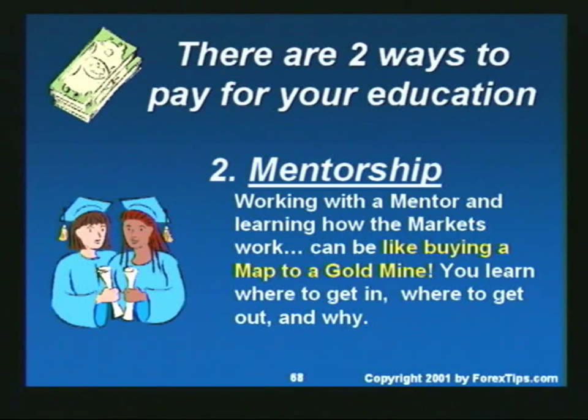Banks can take your house away. They can take your cars away. The government can come in and take things away from you. One thing no one can take away from you is your education. Once you've been educated on how to do something, no one can take that away. Mentorship, educating yourself on how to trade, is very critical to your financial success.